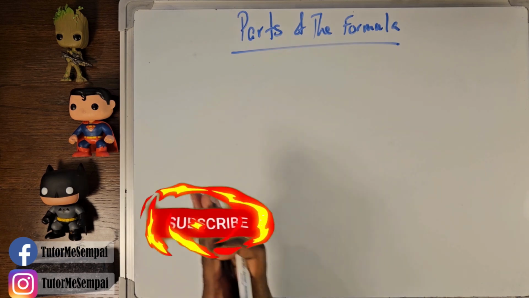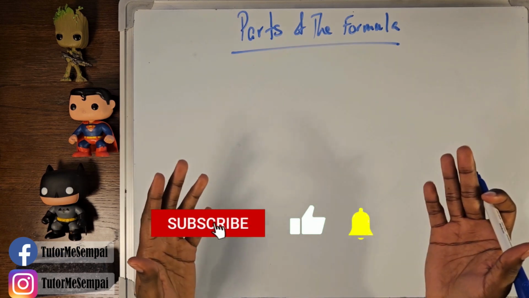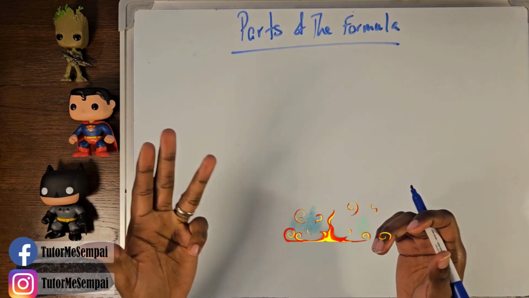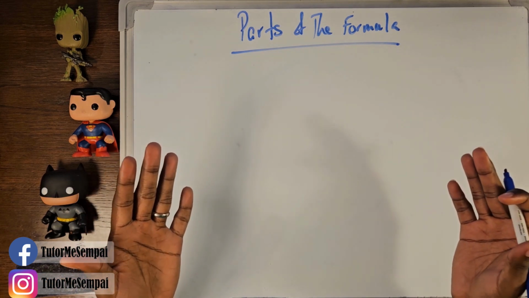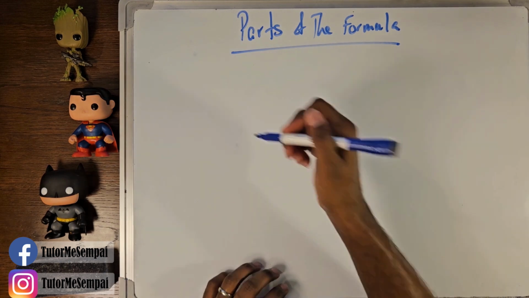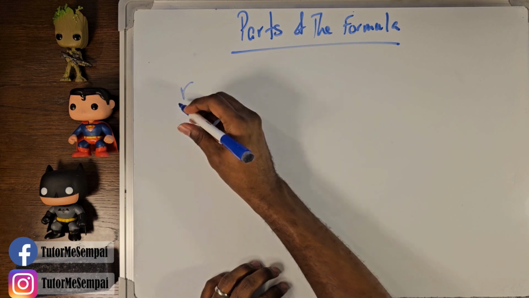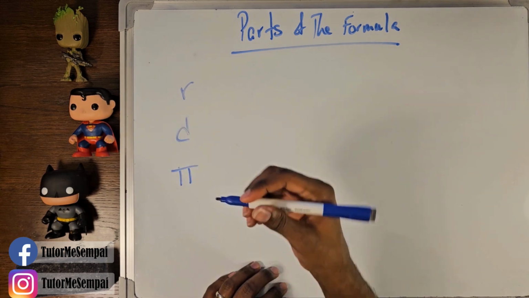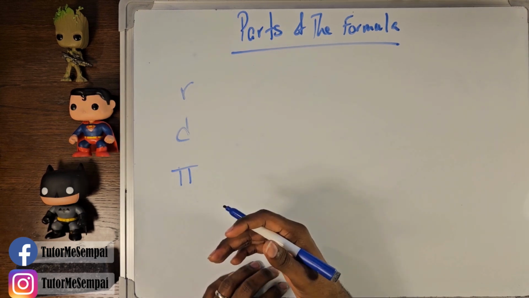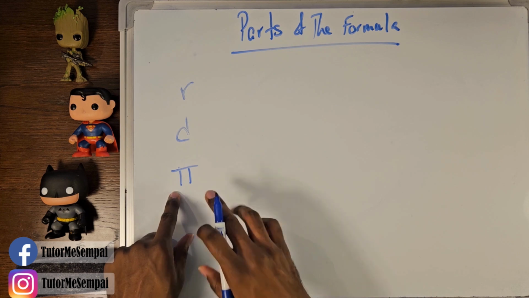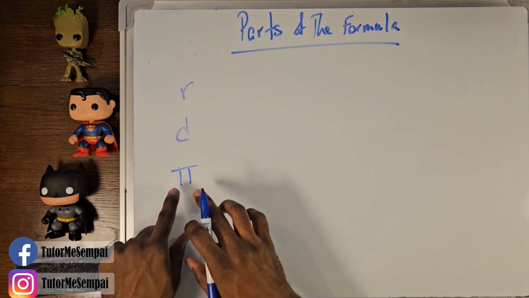Unlike our straight edge shapes, we're not going to be using side, length, width, height, or base to find our area for our circle. Instead, we're going to have R, D, and pi. Now, pi is a very special number. It's a constant number, but it's a very special number.